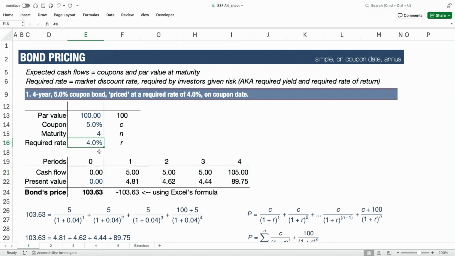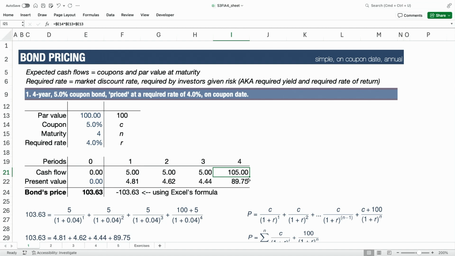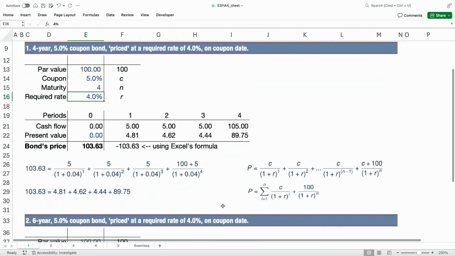Next, we have to find an appropriate discount rate representing the required return that investors demand for comparable bonds, in terms of risk. In this case, 4% is the discount rate we use to calculate the present value of the cash flows. I have chosen 4%. We'll see that it's not as simple as this to find the appropriate required rate of return.